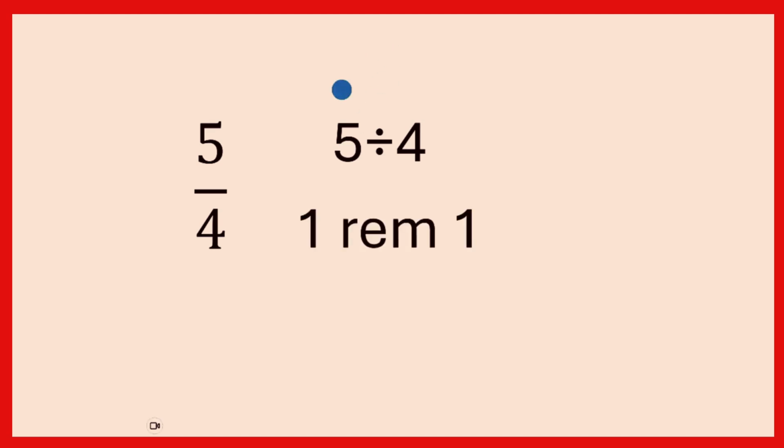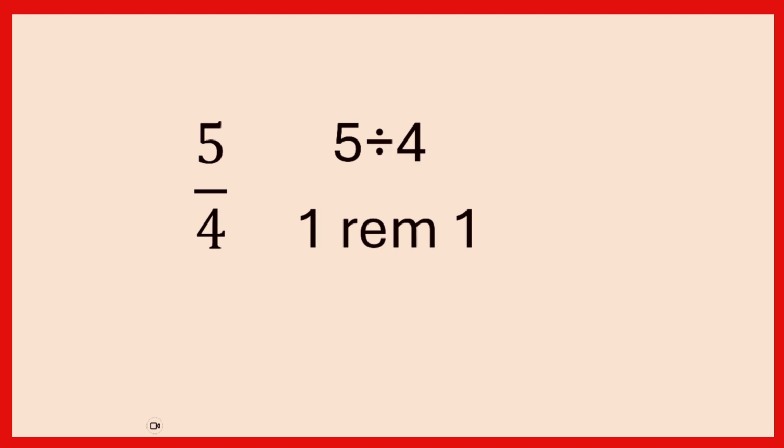So now let's look at how we can convert improper fractions to mixed numbers. Let's look at this example: 5/4. Now, this fraction line you have here is division. So it's like saying 5 divided by 4. How many 4s do you have in 5? That is 1, and it remains 1. So 5 divided by 4 gives you 1 remainder 1.